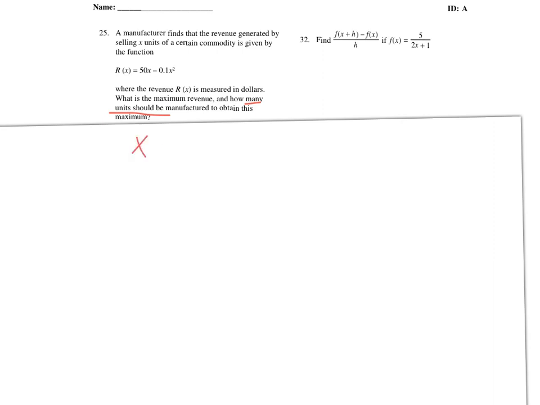And so for this, I would say we're just going for the X value of the vertex. We're still going for the vertex because it is a max value, but we're not actually finding the max revenue. It's how many units. So I'll let you guys do that one.